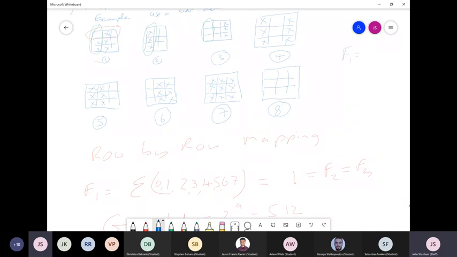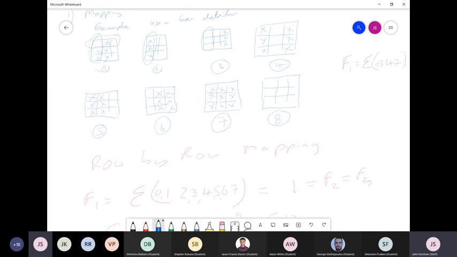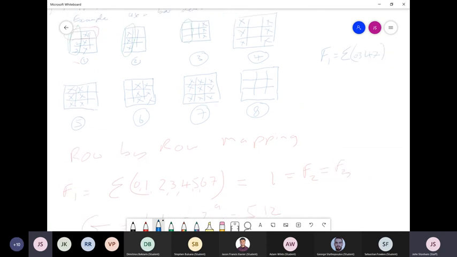F1 equals sigma. 1, 0, 0 is 4. 0, 1, 1 is 3. 0, 0, 0 is 0. 0, 1, 1 is 3, we've already got it, don't need to include it again. 1, 1, 1 is 7. 1, 0, 0 is 4, we've got it. 1, 1, 1 is 7, we've got it. 0, 0, 0 is 0, we've got it. We have 4 allowable states with that mapping.